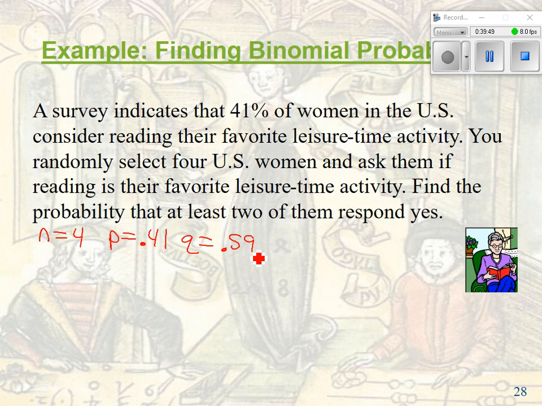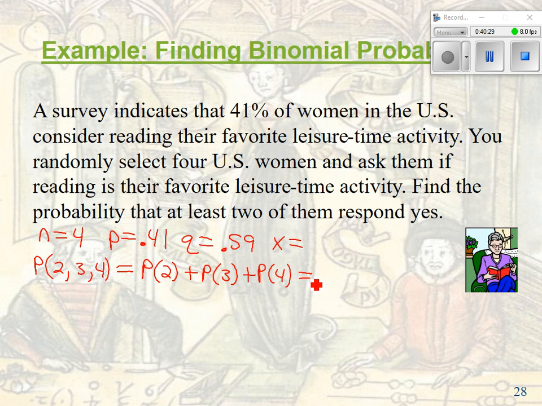And then our X. Our X this time could be 0, 1, 2, 3, or 4. We want at least 2. So we're doing probability of 2, 3, 4. All we're going to do is find the probability of 2 plus the probability of 3 plus the probability of 4. We have to find them all separately and then add them all together.